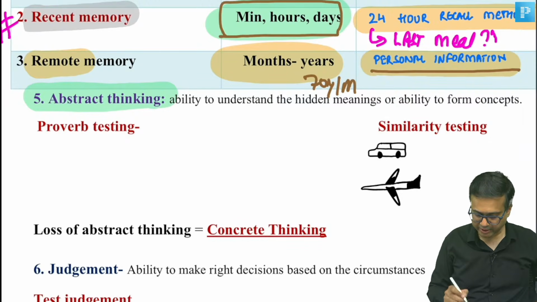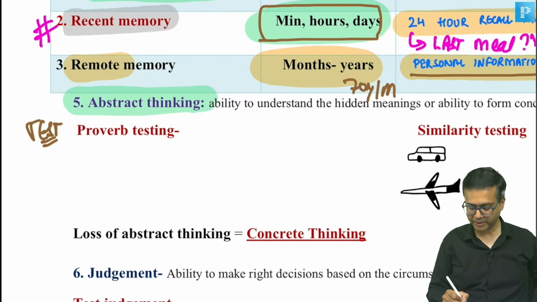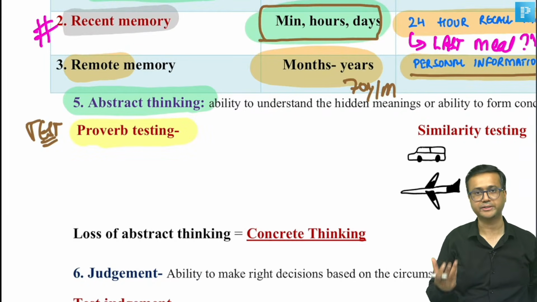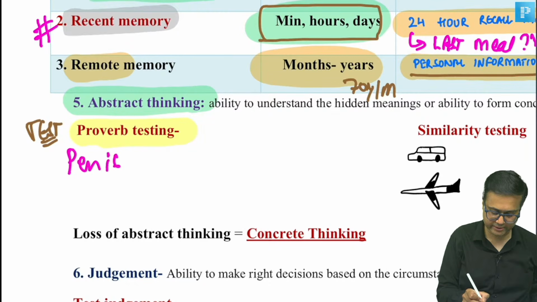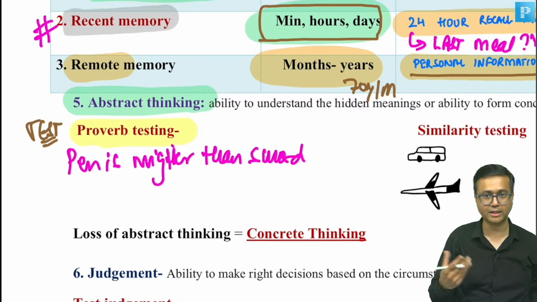Please remember, beta, there are two tests which we use to check abstract thinking. One is proverb testing. What do you mean by proverb? Proverbs carry a hidden meaning. For example, there is a proverb, pen is mightier than sword.